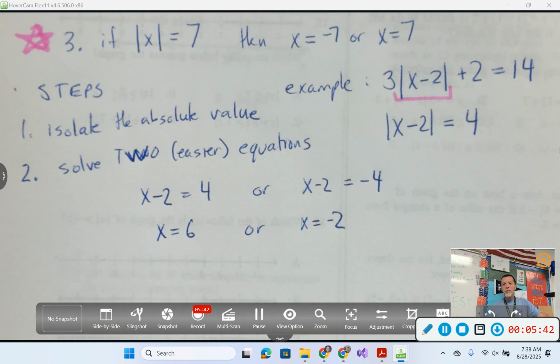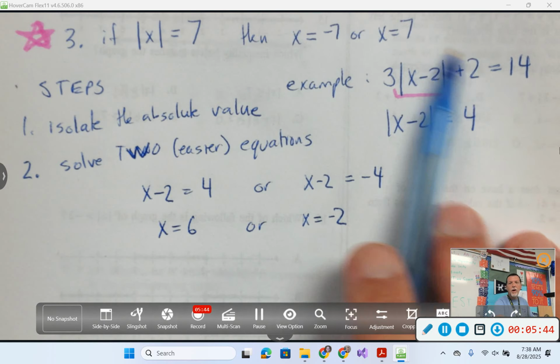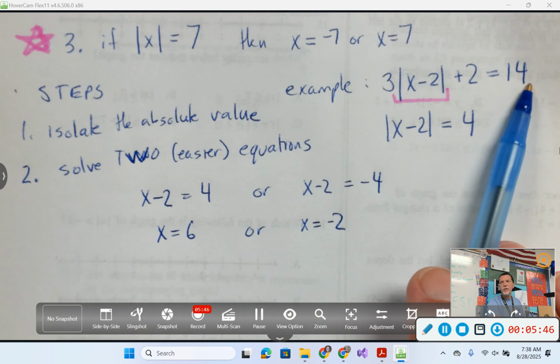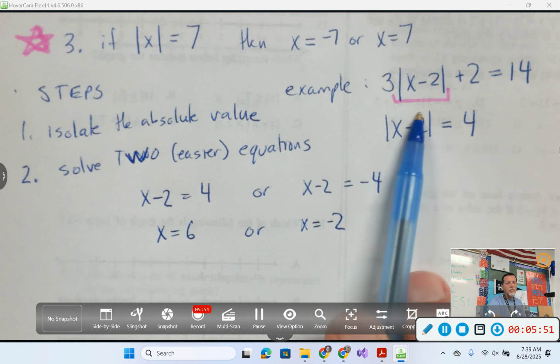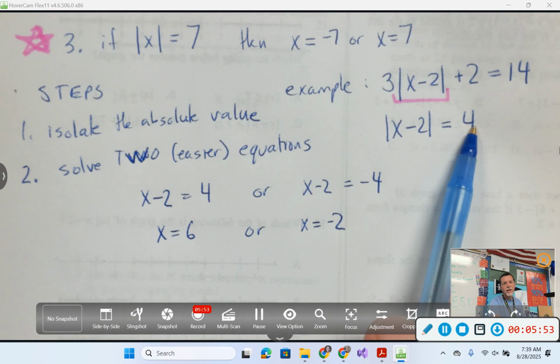Make sure you isolate first, right? You can't just say all of this stuff equals positive and negative 14. That's not true. You got to get the absolute value thing by itself and then realize that what's inside there is either 4 or negative 4.